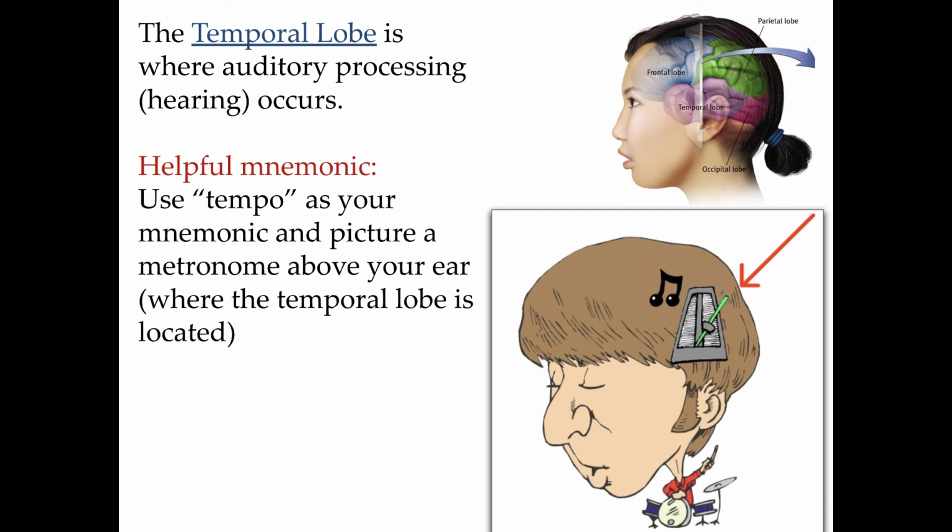Temporal lobe is where the auditory cortex is located. It's where auditory processing occurs. In the next unit, when we learn all about the ear and how auditory information is processed, the biology of hearing, we'll learn more about the temporal lobe. Use tempo as your mnemonic. Picture a metronome above your ear where the temporal lobe is located, or you can also just simply remember temporal lobe on the side of your head where your ears are located, and it's responsible for auditory processing, or hearing.